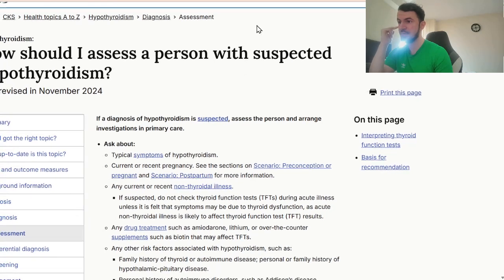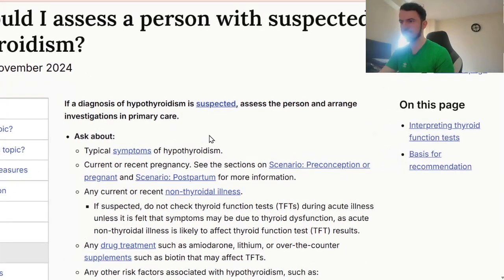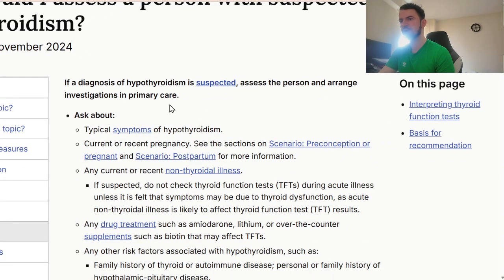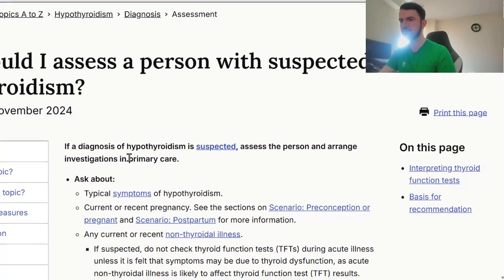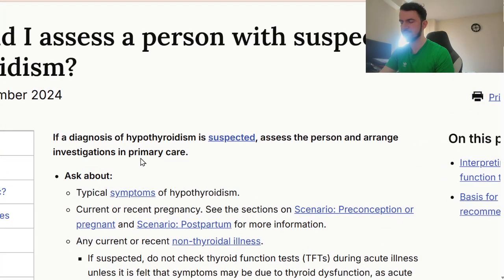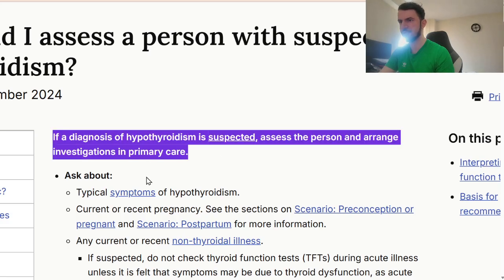So we're on hypothyroidism now. So how should I assess a person with suspected hypothyroidism? This is a very good question. Earlier I told you guys about hypothyroidism and how it links to cardiovascular health and the heart. If a diagnosis of hypothyroidism is suspected, you assess the person and arrange investigations in primary care.